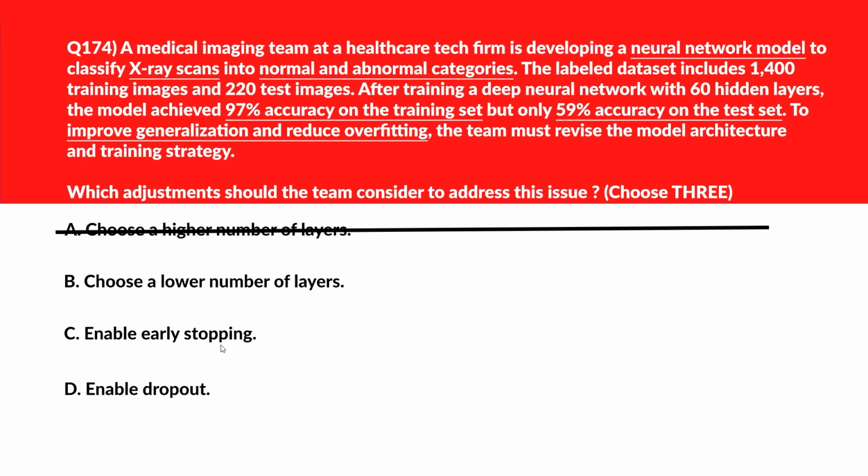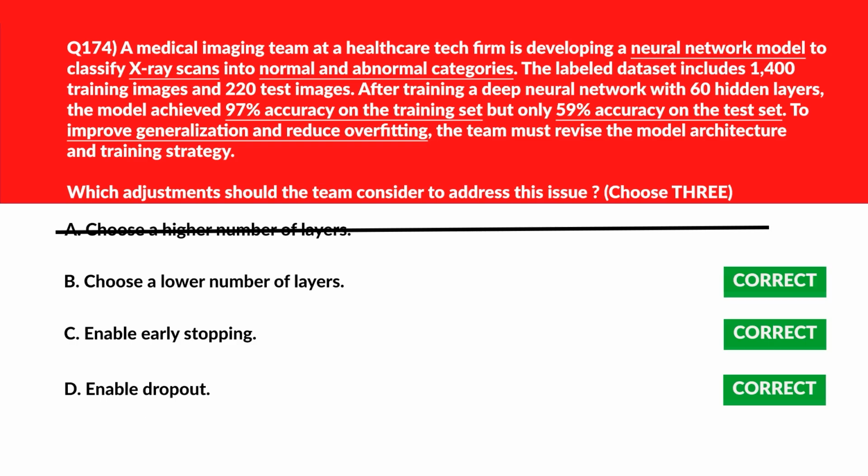C says enable early stopping. Early stopping stops training when validation performance stagnates, improving generalization. Let's keep this. We'll move to D. D says enable dropout. Dropout randomly deactivates neurons during training to reduce overfitting. That being said, options B, C, and D are the right answers.